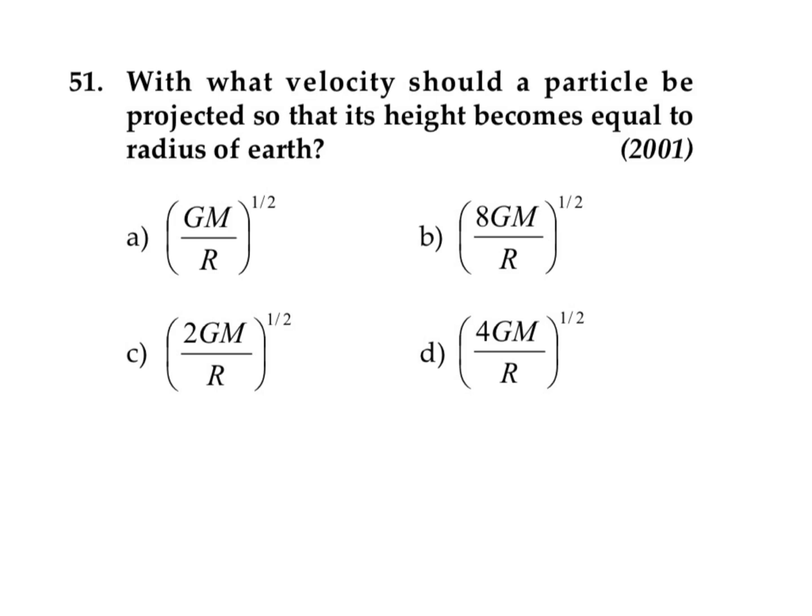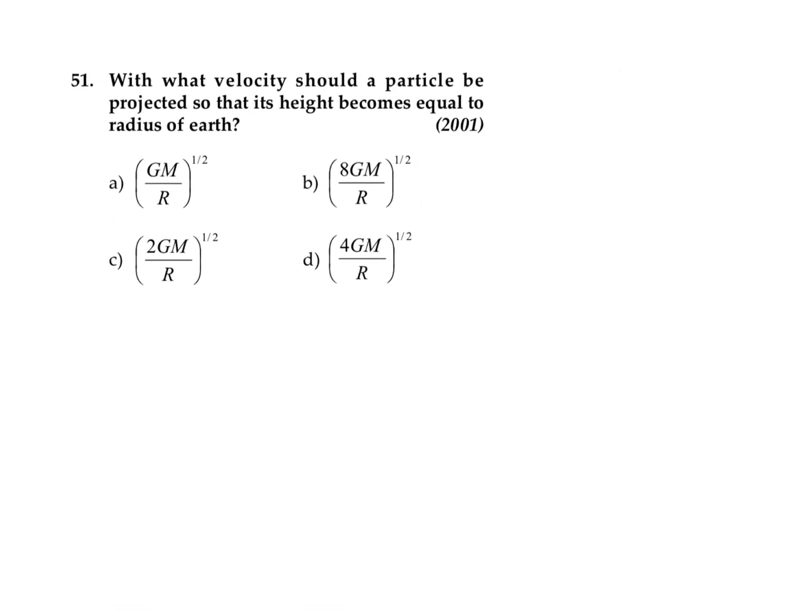With what velocity should a particle be projected so that its height becomes equal to the radius of Earth? So our aim is to find out with what velocity an object should be projected from the surface of Earth. Let's say we are projecting an object of mass m from here with a velocity, take it as u, so that it is able to reach a maximum height which is equal to the radius of Earth.